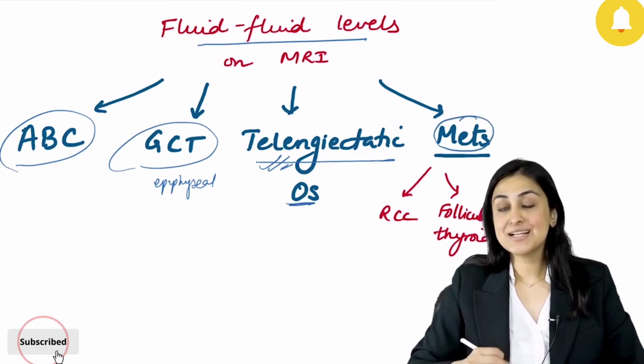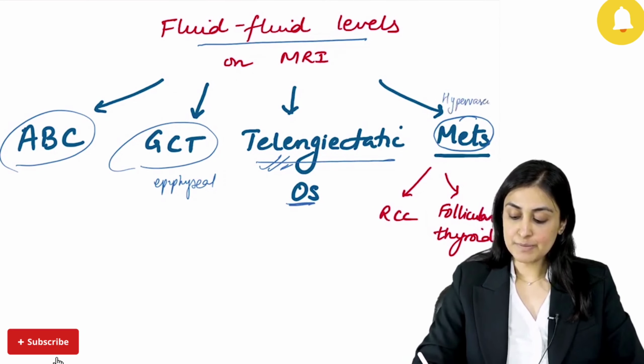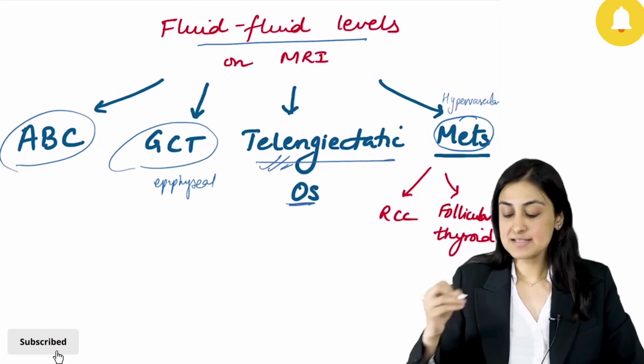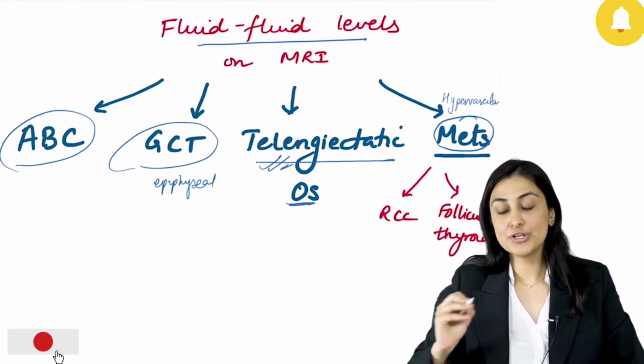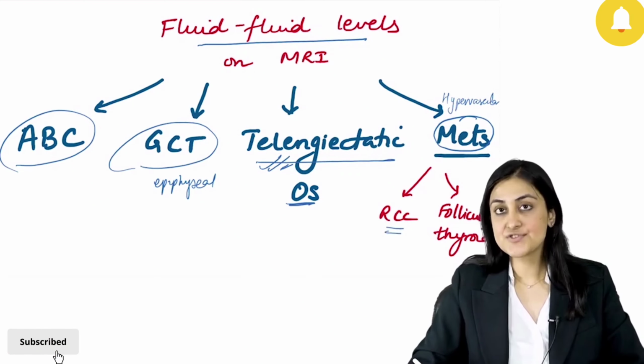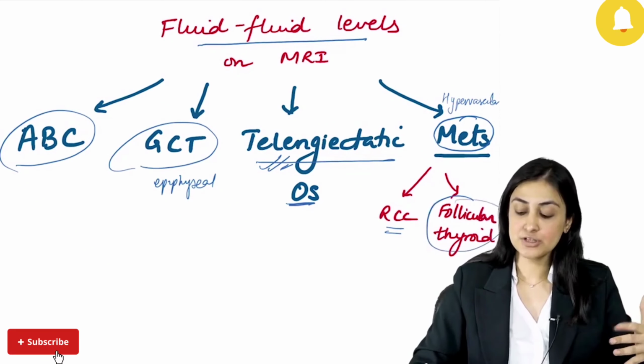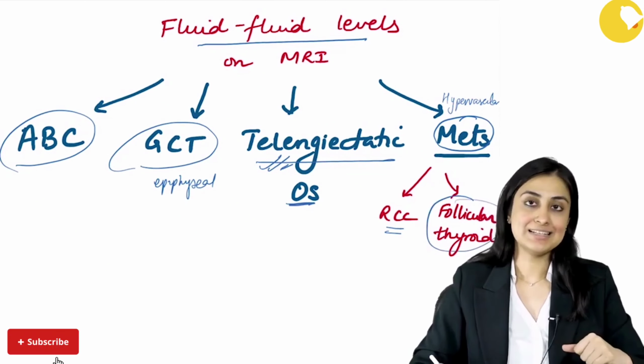So as the name suggests, this is one variant of osteosarcoma with fluid levels, and metastasis. What kind of metastasis? Again, mets which are very vascular. So remember, hypervascular metastasis again will show us these fluid levels. Predominantly primaries like RCC, clear cell RCC, which is very vascular, and follicular thyroid CA, again very vascular, will show you these fluid levels.